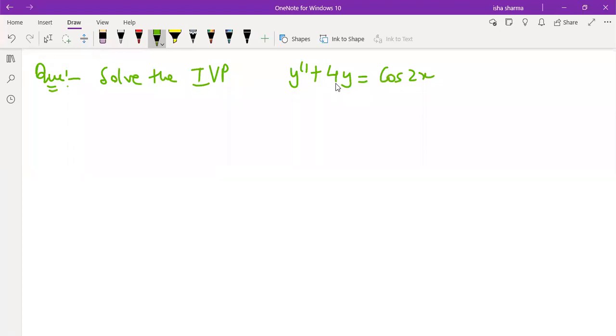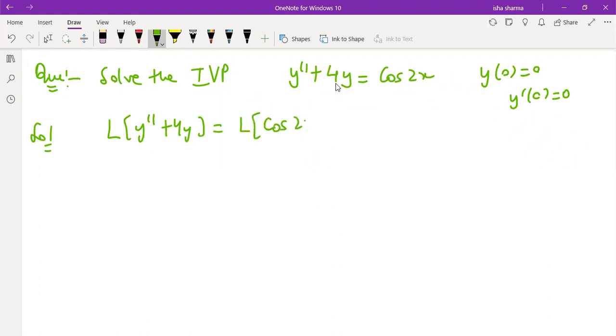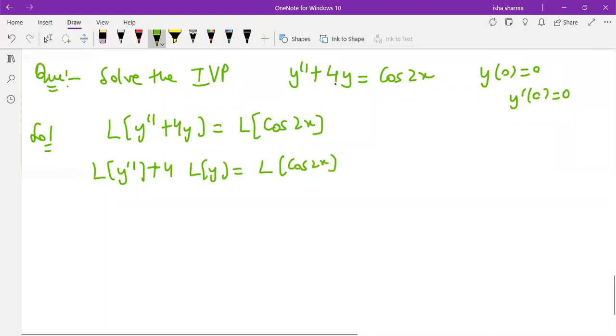Okay, so let me just do this calculation for you. So say this is your given initial value problem. So the first step remains the same, that you take Laplace transform on both sides. And then on the left hand side, you use the property of linearity.